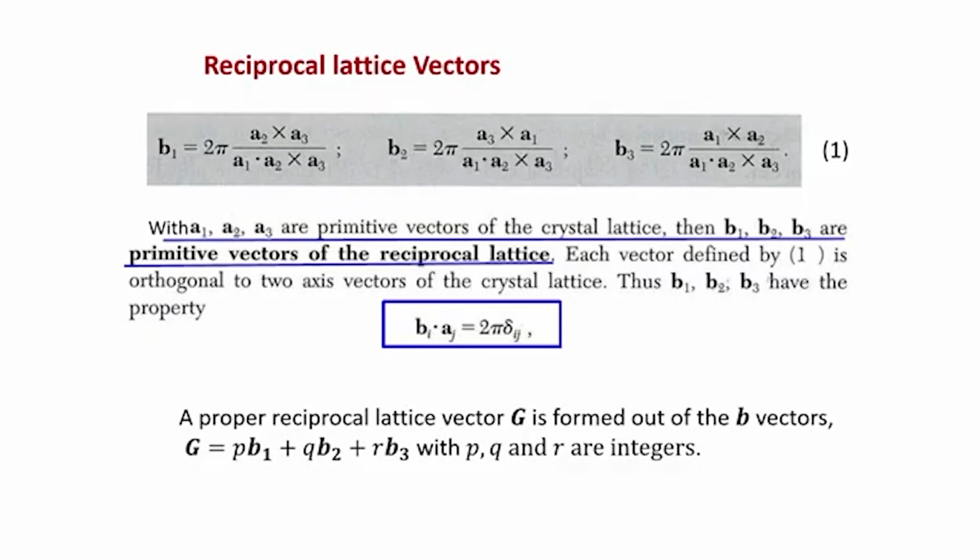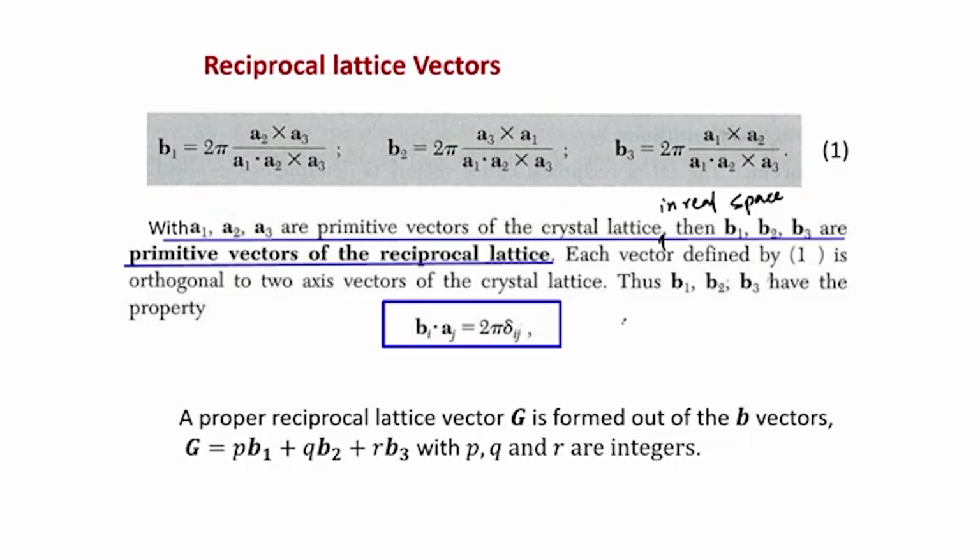So, we define these unit cells. These A1, A2, A3 are the primitive vectors of the crystal lattice in real space. So, you can write that in real space, and let us define B1, B2, B3 as the primitive vectors of the reciprocal space. And we have this equation 1. Each vector, that is B1, B2, B3, is orthogonal to A1, A2, A3, and they have this relation: Bi dot Aj equal to 2 pi delta ij.